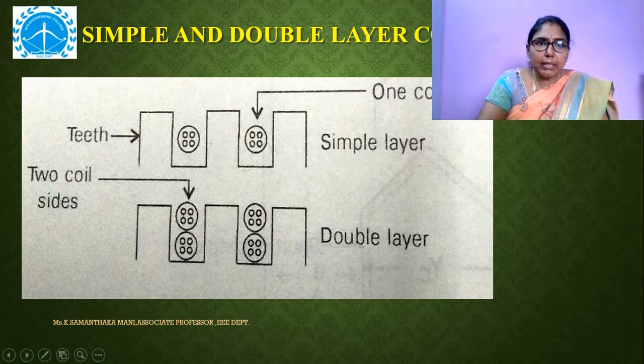Another terminology is single layer and double layer. Single layer, or simple layer, are the same. Here if you observe, the projected part is a pole, then the armature core teeth, and the conductors inside. This is one coil side, this is one coil side, this is one coil side. This is single layer. Coming to double layer, if two coil sides are placed in one slot, it is called double layer.